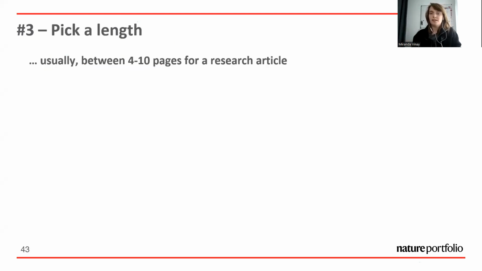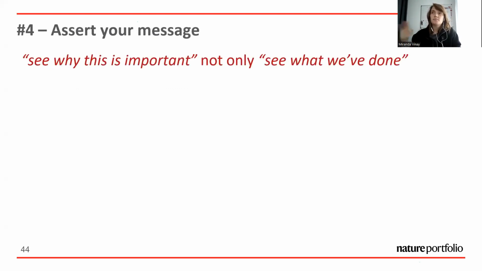Number 3 in my 5-step program is picking a length. For a research paper, this is usually between 4 to 10 pages for a research article. And with the journal Nature, you are limited to 4 figures. And then finally, asserting your message. This one is a little bit tricky for primary research and for scientific articles, because you want to always impart on your reader. You want your reader to come away knowing why this is important versus what you have done.